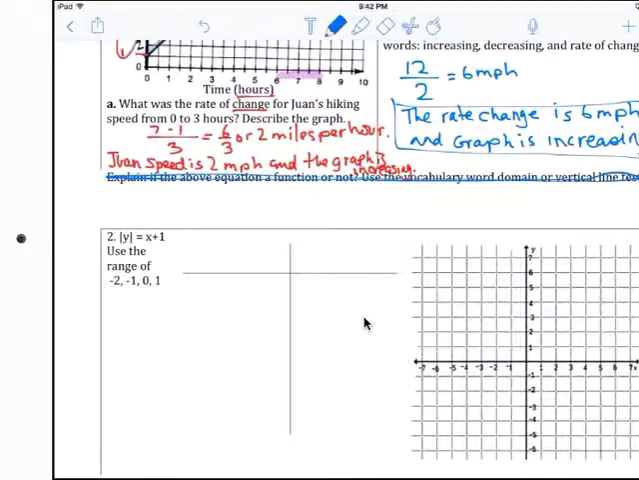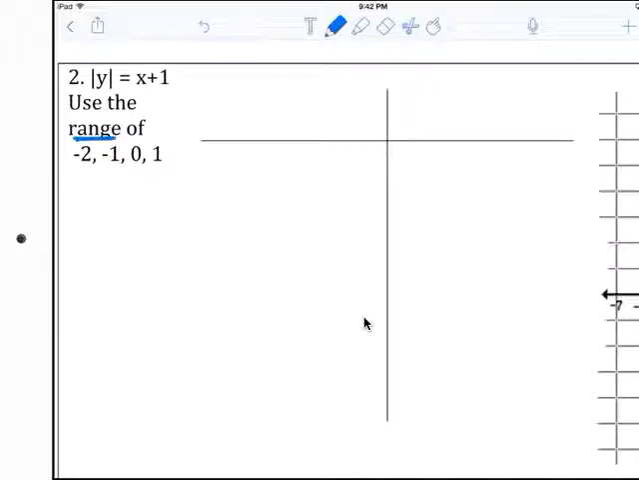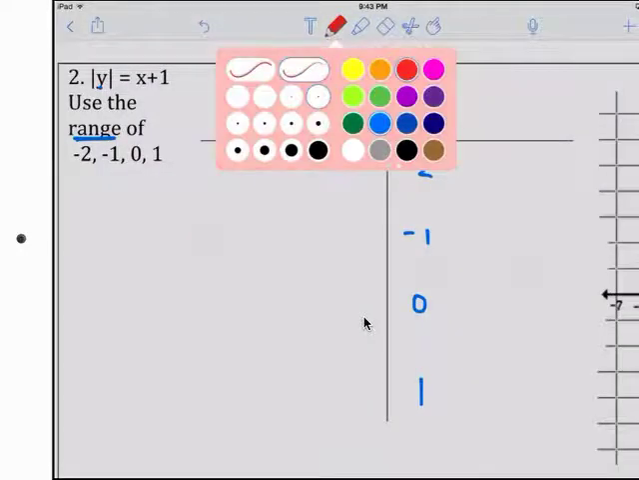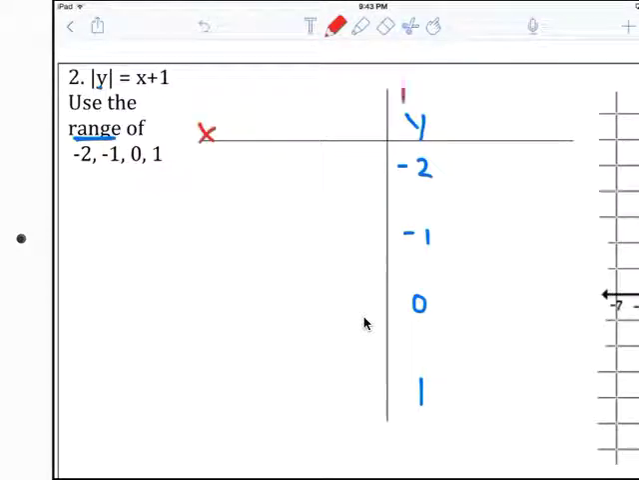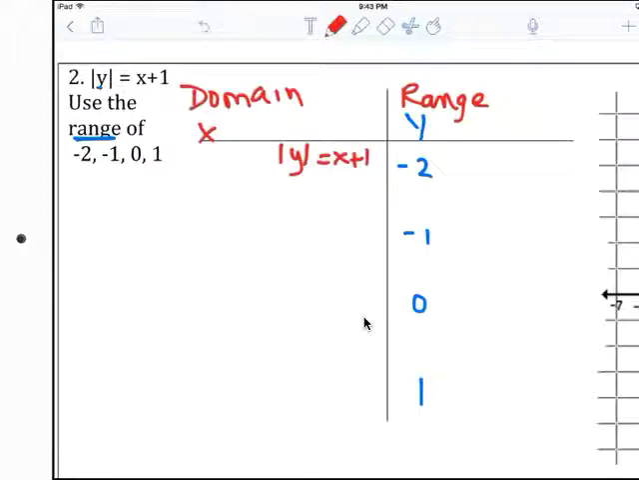Okay, this one here, use the range. Range is y. Y is -2, -1, 0, 1. We need to find the input. This is the range; we need to find the domain. The absolute value of y equals x plus 1. This might be on the test, will be on the test.